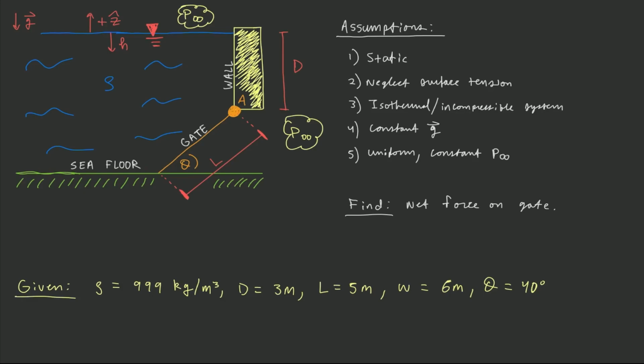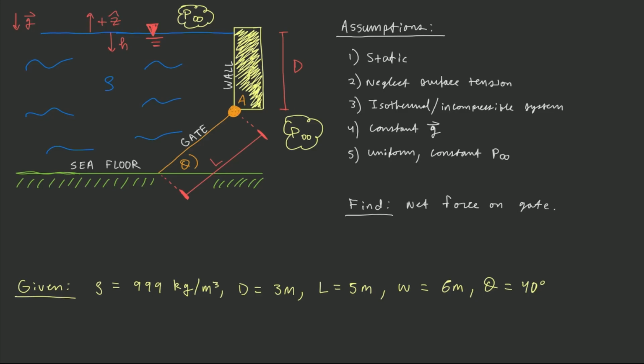And our normal assumptions when we're looking at the hydrostatic pressure equation are we're dealing with a static fluid, we're neglecting surface tension, we're looking at an isothermal and incompressible system, we're looking at a constant gravitational field, and we have a uniform and constant ambient pressure. So we have P infinity above the free surface, and we have P infinity behind the gate. So we have P infinity all around this problem right here, and hydrostatic pressure from the liquid is acting on the gate on this upstream side.